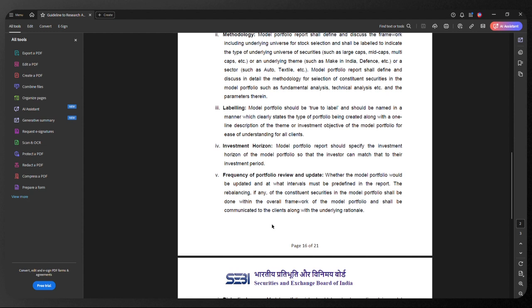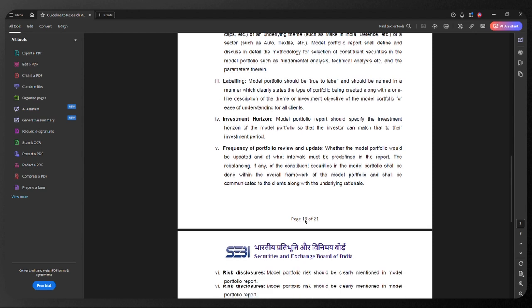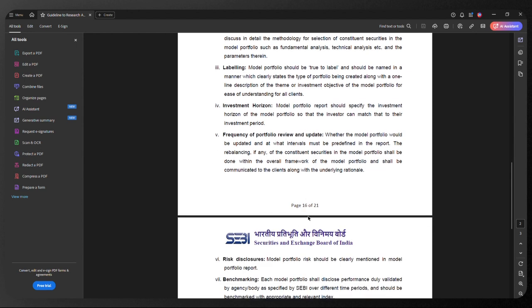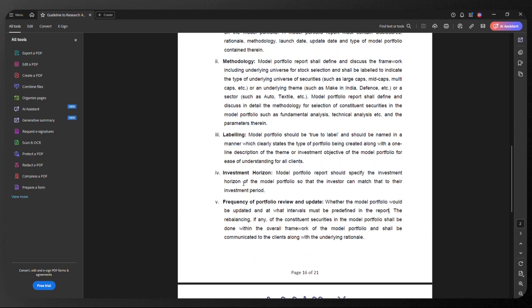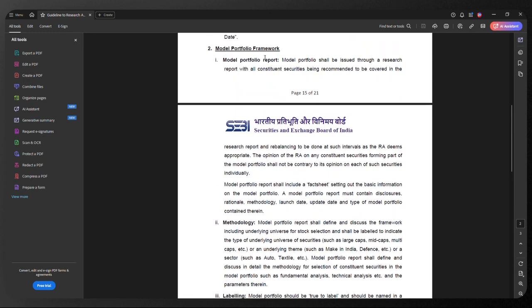Another one is define your investment horizon. Clearly define what is the investment horizon for your portfolio. Is it 3 years, 2 years, 5 years, 10 years or more than that, right? Frequency of portfolio review and update. This is nothing, the entire line is just one thing, which is rebalancing. Okay, whatever rebalancing interval you are defining, it only says that you need to define the intervals, and it has to be predefined in the report. So the report is that model portfolio report.